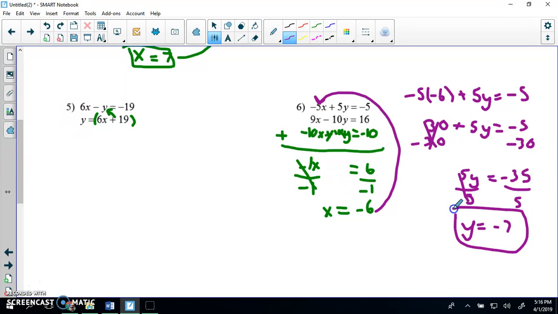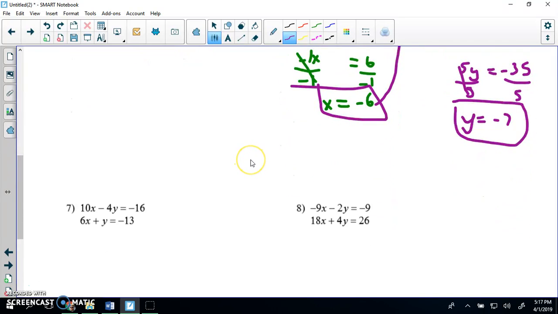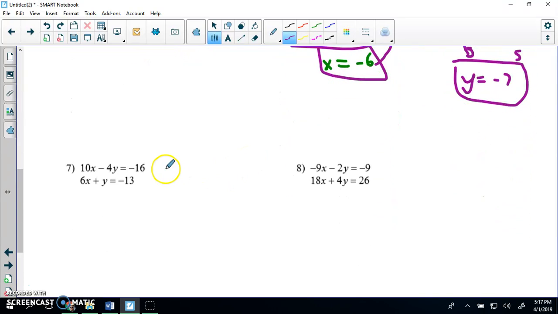Done as dinner. So x is negative 6, y is negative 7. That's the crossing point. Okay, that's how you do elimination. Now, I'm just going to take a look at one other. I'm not going to do the whole thing.